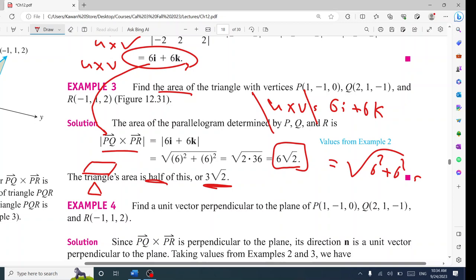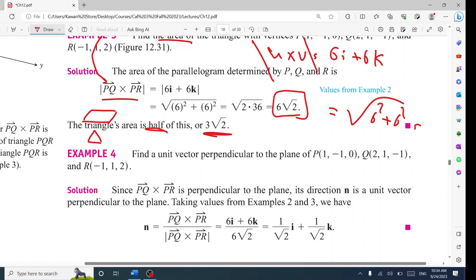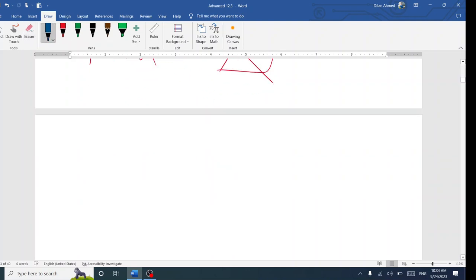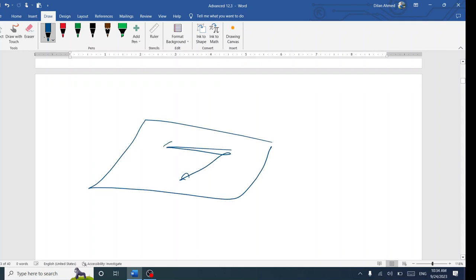Question. Good. Find a unit vector perpendicular to that one. You know, what is a unit vector? We need to find the normal vector. So I have what? I told you. To find the normal, dears, you take PQ and PR, then cross, and you'll get N.